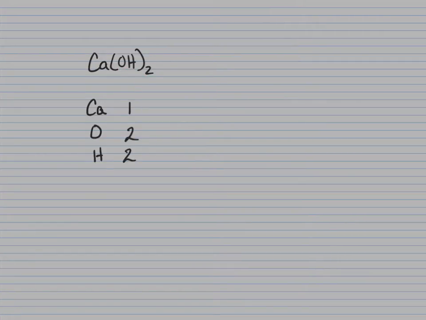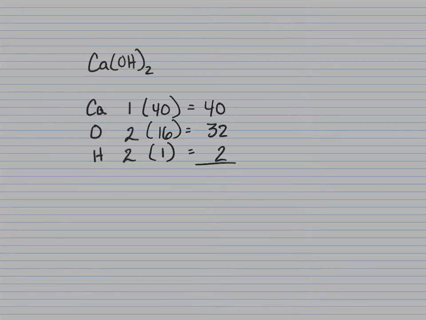Then we're going to look up on our periodic table that calcium has 40 as its atomic mass, oxygen has 16, and hydrogen has 1. And we will multiply them across. We'll get 40, we'll get 32, and we'll get 2. And then when we add all these up, we will know what the gram formula mass is for calcium hydroxide: 74 grams for every mole of calcium hydroxide that we have. And again, a mole is just a group of things. In this case, the thing is calcium hydroxide.